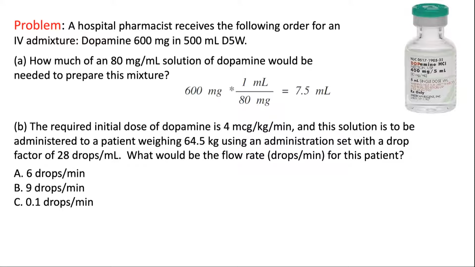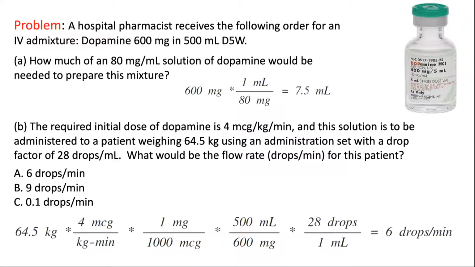It says the required initial dose of dopamine is 4 micrograms per kilogram per minute, and this solution is to be administered to a patient weighing 64.5 kilograms using an administration set with a drop factor of 28 drops per milliliter. What would the flow rate be in drops per minute for this patient? Okay. We've done several of these questions at this point. So remember, where do we start is we need to make this patient specific. So let's start with our patient, which we know weighs 64.5 kilograms.